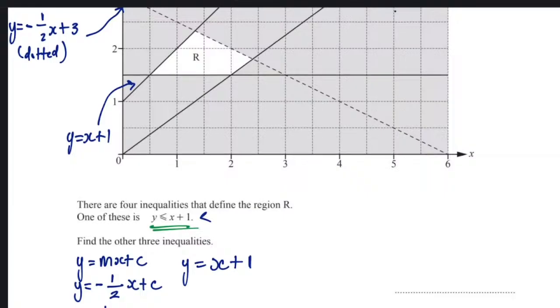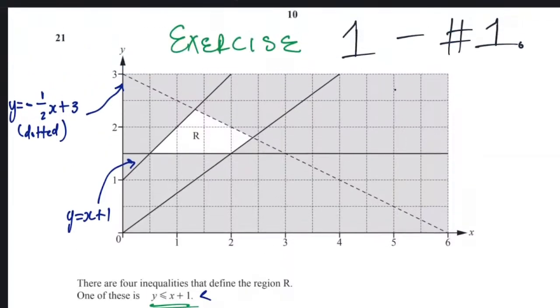Now, please find these other two. Please find for me this one and find for me this one. Okay, find them.